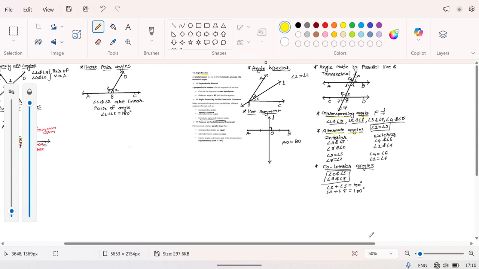So this session is going to end. In the next session we are going to solve some problems based on this theory as well as the previous theory.